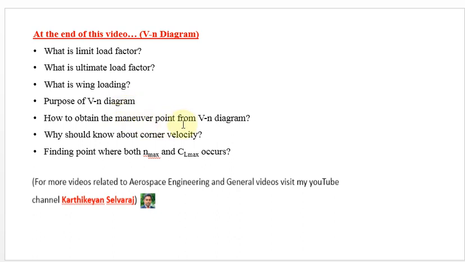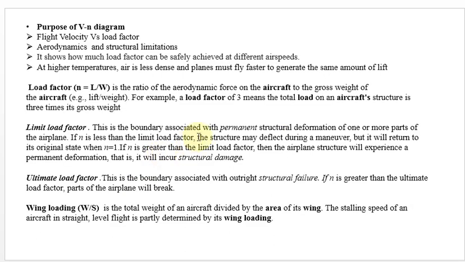Why should I know about VN diagram? How to obtain the maneuvering point from VN diagram, because that is the most important point for aircraft designers. Why should I know about corner velocity? Without knowing the corner velocity, what will I lose? Similarly, how to find the point where both Nmax and CLmax are at the maximum possible point. These are the questions you may raise in your mind, and you may get answers to them at the end of this video. We'll see them one by one. We start with the purpose of VN diagram.